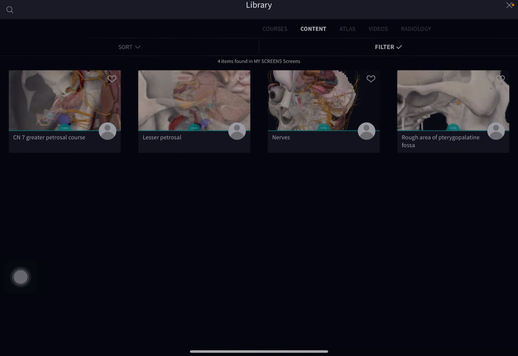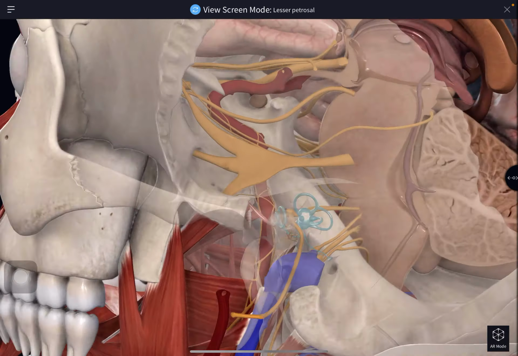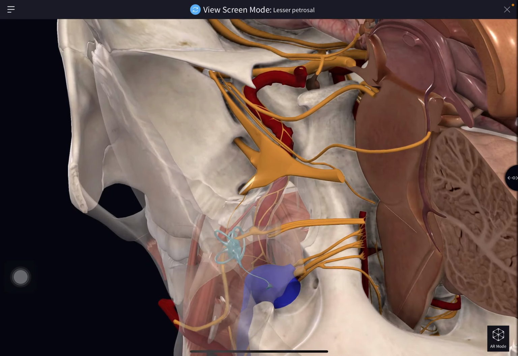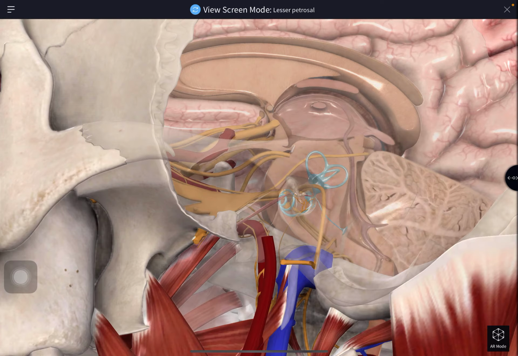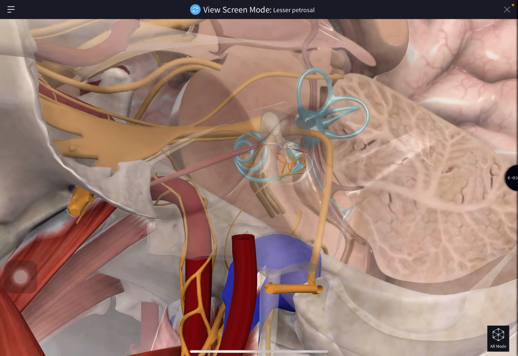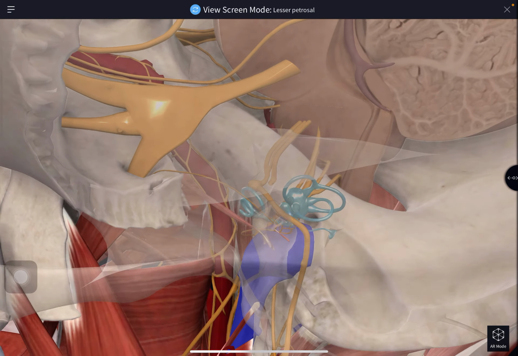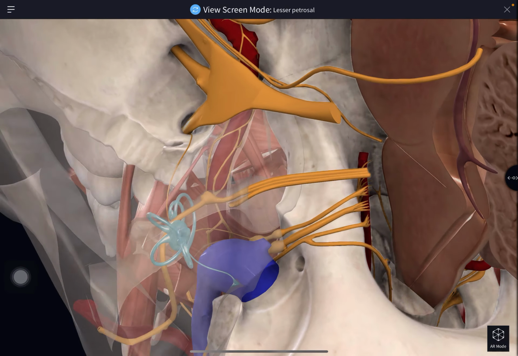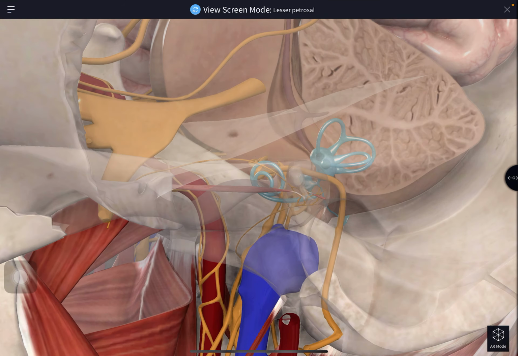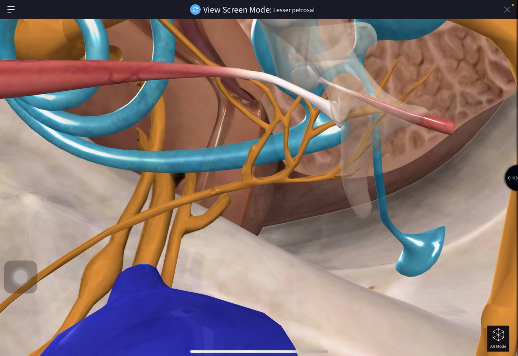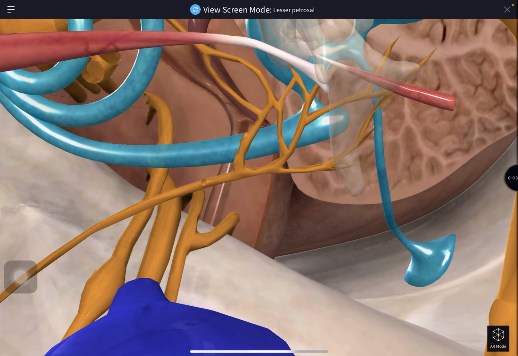I'll just bring up the lesser petrosal because I liked it. This is also what I put in the slides. This is the exact view. Lesser petrosal. Okay, so let me just find the lesser petrosal. Okay, I see it. I can orientate myself. It's a bit faded, but this is the tympanic plexus right in front of the blue thing.